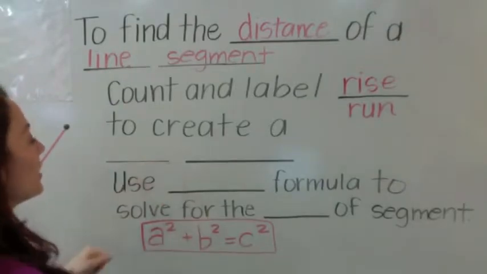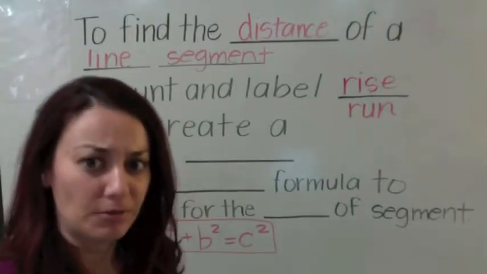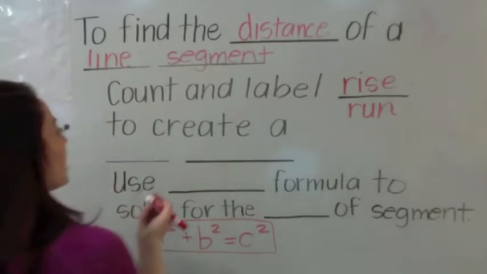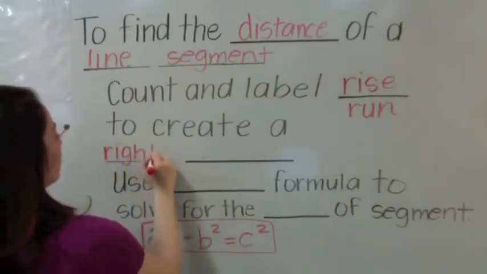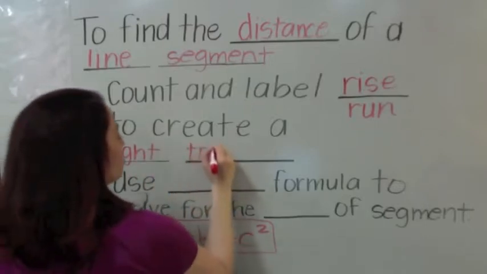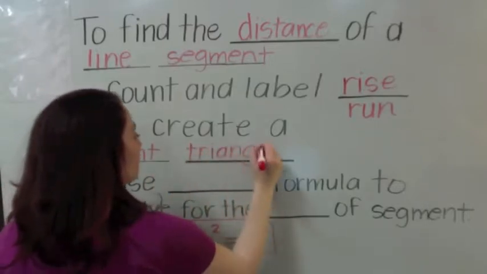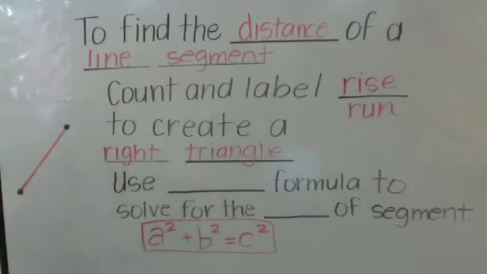And when we do that, we create a special shape. Do you remember what it is? Yeah, it's a triangle. It's called a right triangle. Okay? So, take a look at the line segment for a moment. This is a segment. You'll be asked, what is the distance of this segment? All you have to do is use rise over run.